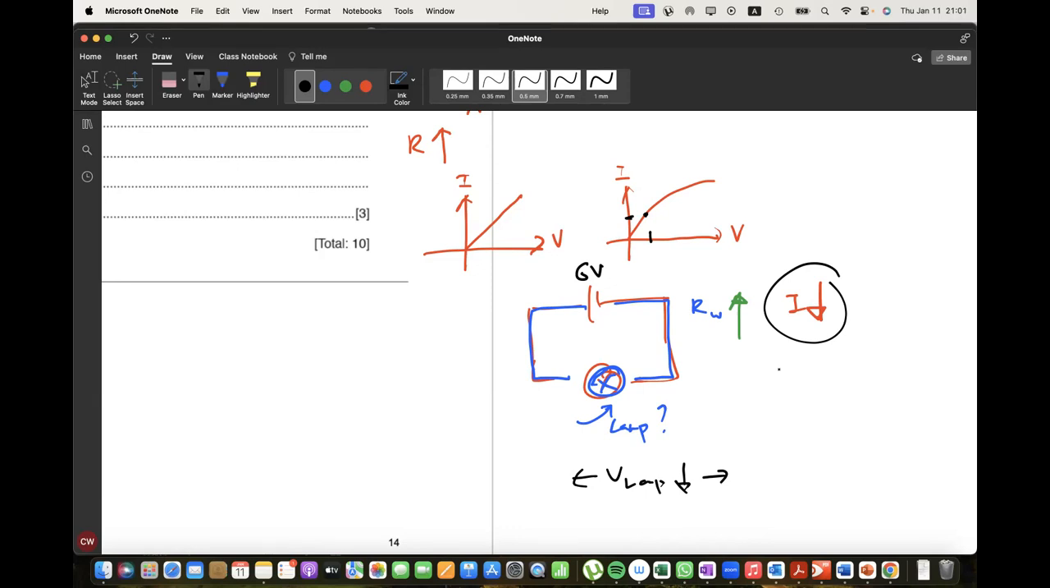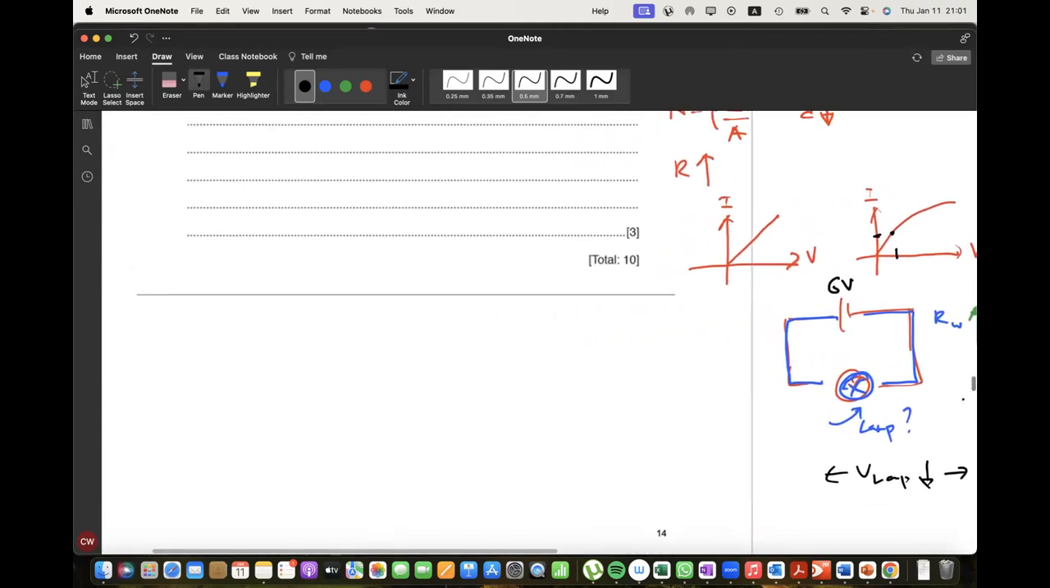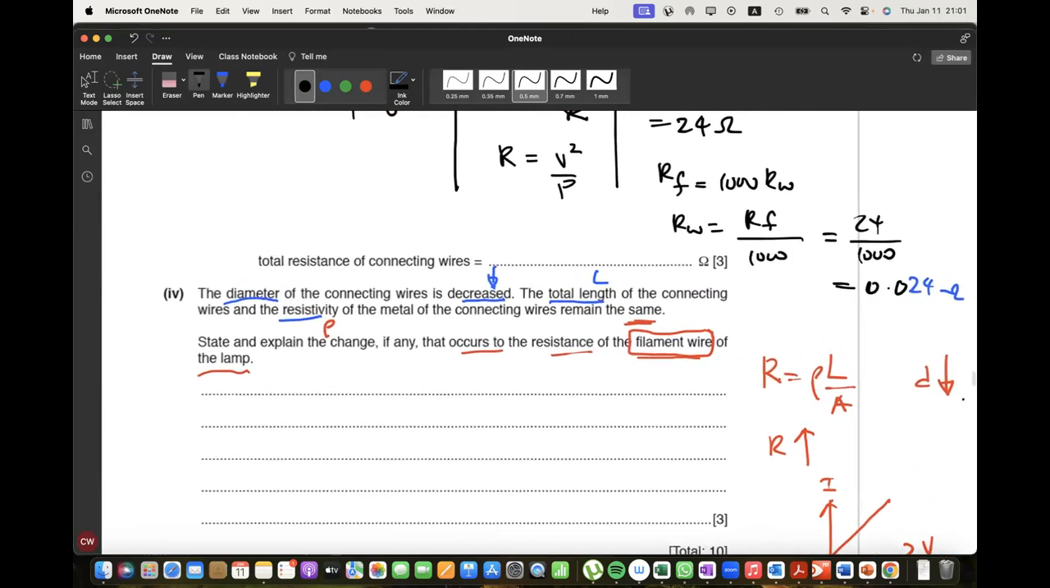Supply is still the same. I give you the same thing. Now wire becomes thinner. So there's a potential drop for the wire. So potential difference for the lamp will decrease. V is IR. So V decreases, R also decreases. Okay. How to write out? Okay.